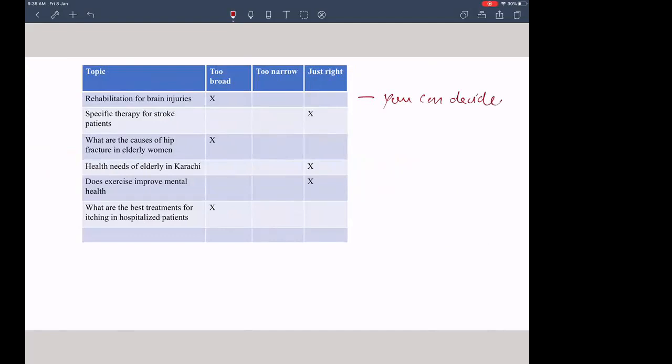For any topic, it can be judged. Specific therapy for stroke patients. Is it too broad, too narrow, or just right? For anything you can mark accordingly. And what are the causes of hip fracture in elderly women? Is it too broad or too narrow or just right? We need to look into the health needs of the elderly in Karachi or maybe in Hyderabad.